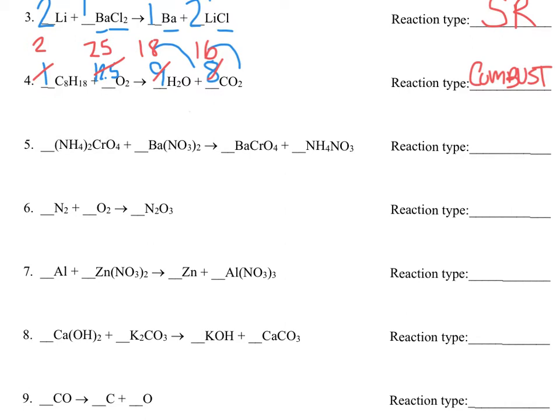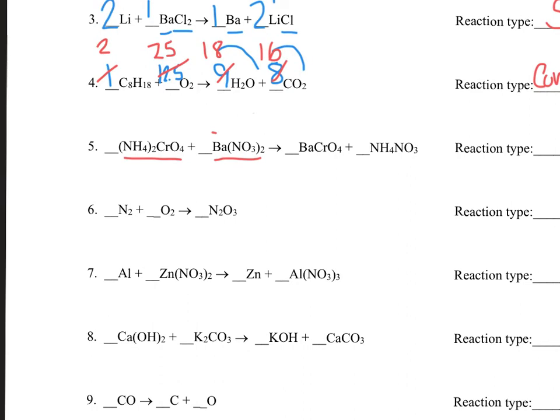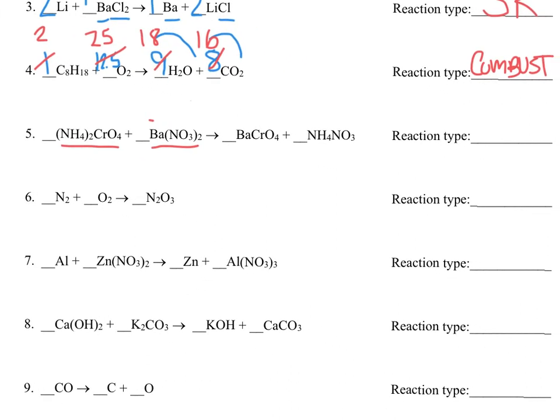Taking a look at number 5, I've got a compound, and if you look, barium and ammonium are going to swap. So what do you call that when you have two compounds and they're swapping? That's going to be a double replacement reaction. So let's start balancing this.